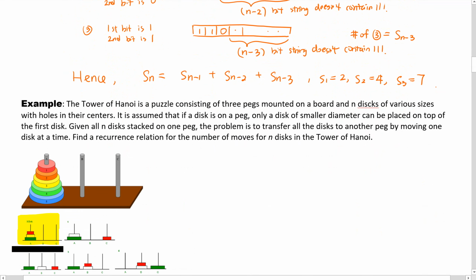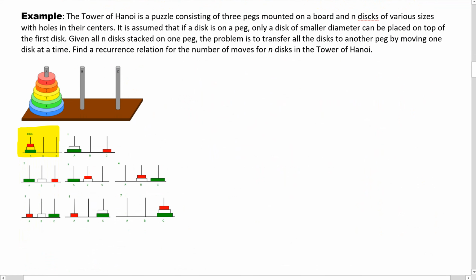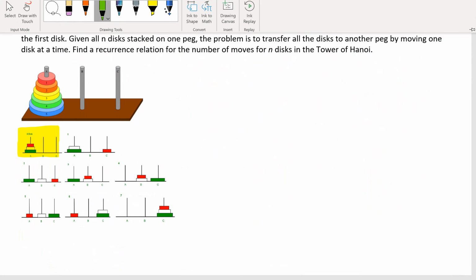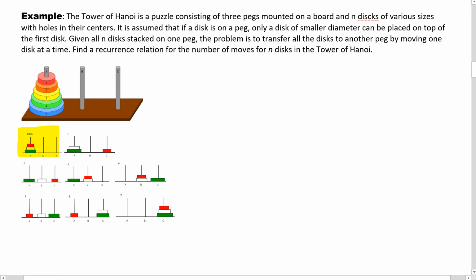So this example is actually a game. Wow, excited, right? So what is this game about? This is the Tower of Hanoi. It's a puzzle consisting of 3 pegs mounted on a board and n discs.